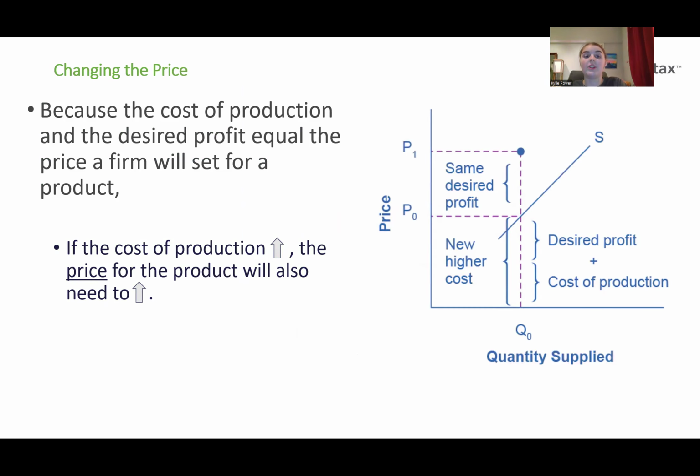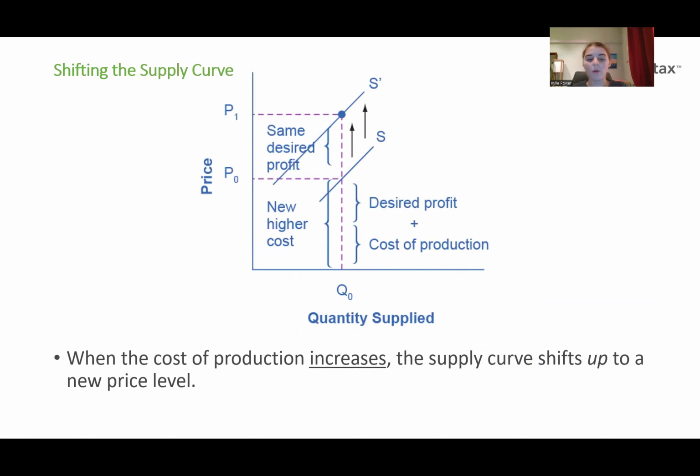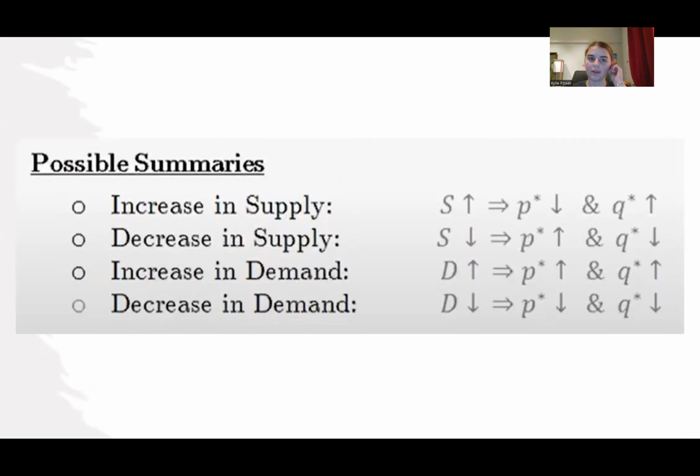Because the cost of production and desired profit equal the price a firm will set for production, if the cost of production goes up, our inputs, the labor costs, technological changes, anything like that, the price for the product will also need to increase. And this is going to cause a shift in our supply, right? When the cost of production increases, that shifts the curve up and goes up to that new price level.